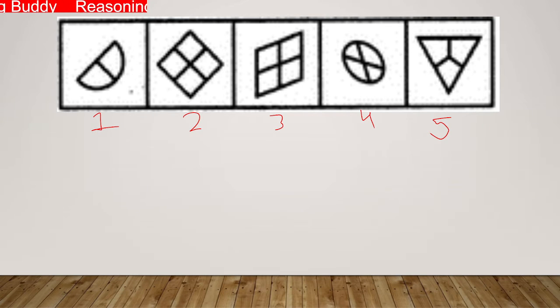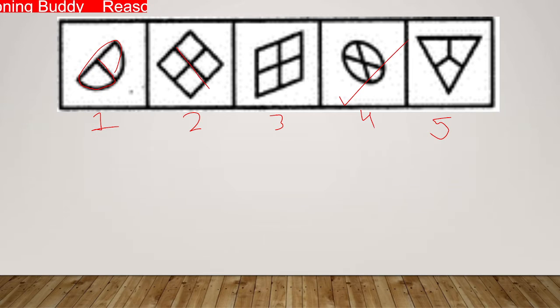Okay, time up. So see here, I think it's a very easy sum. Figure 4 is the odd one from the given figures. Why? Because this semicircle is divided into two equal halves. It may be two halves, two portions, three portions, or four portions, but it is divided equally.